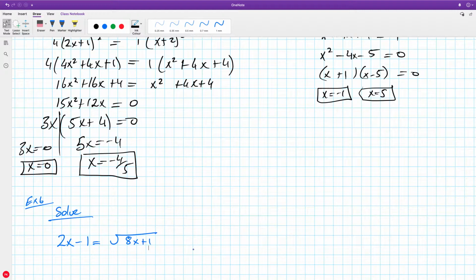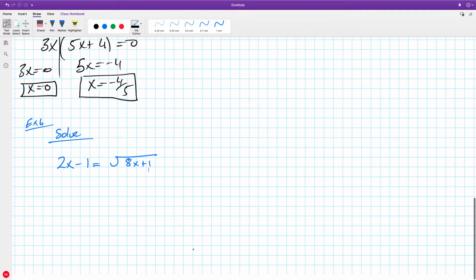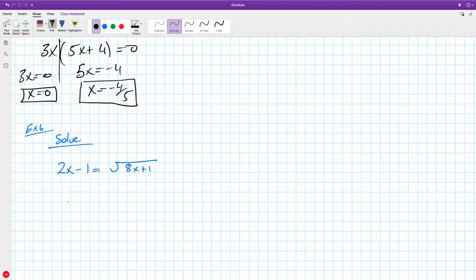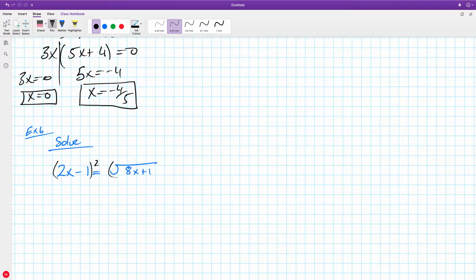Right, let's have a little look at it. So, first things first, they're on both sides, so we can square them out straight away. (2x minus 1) squared and (square root of 8x plus 1) squared. Square this out: 4x squared, twice the first by the second, minus 4x, square the last, plus 1 is equal to, that cancels, you're left with 8x plus 1.